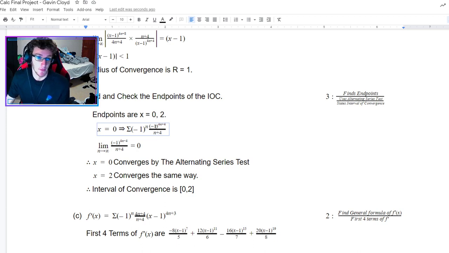So +1 on the top, as n goes to infinity, that's just going to get closer and closer to 0. So the limit as n approaches infinity is 0. And then since it's just 1 and as n approaches infinity, the denominator is just getting bigger, and that's the only thing that's happening, you can also say that it is decreasing. That is, a sub n is always greater than a sub n plus 1. So therefore, by the alternating series test, you can determine that x equals 0 converges.